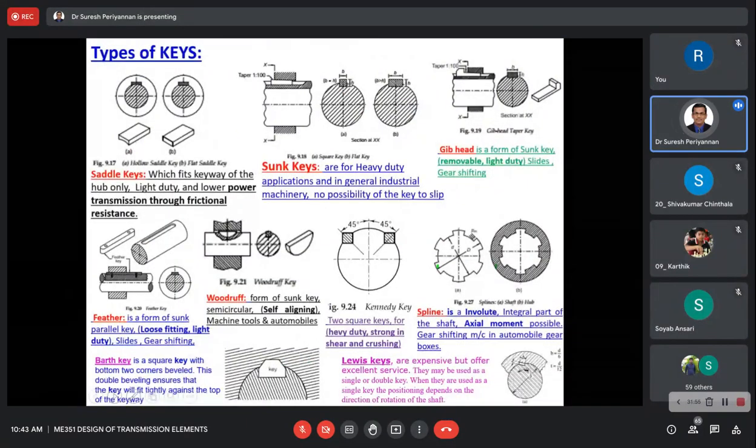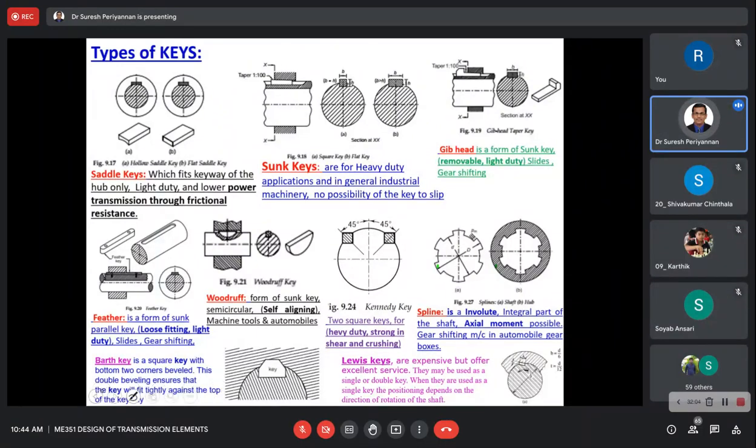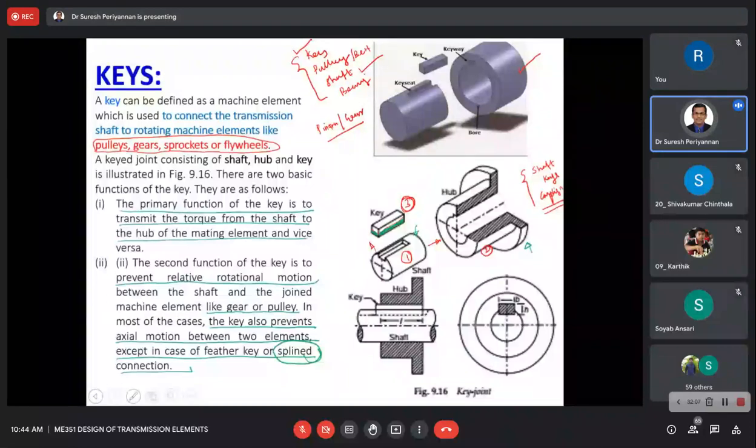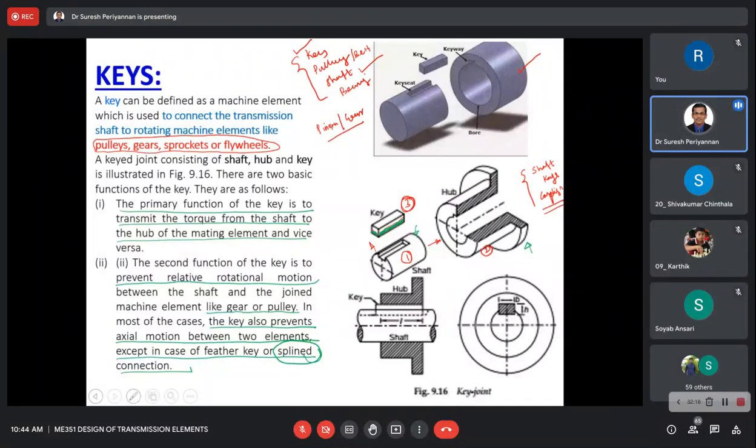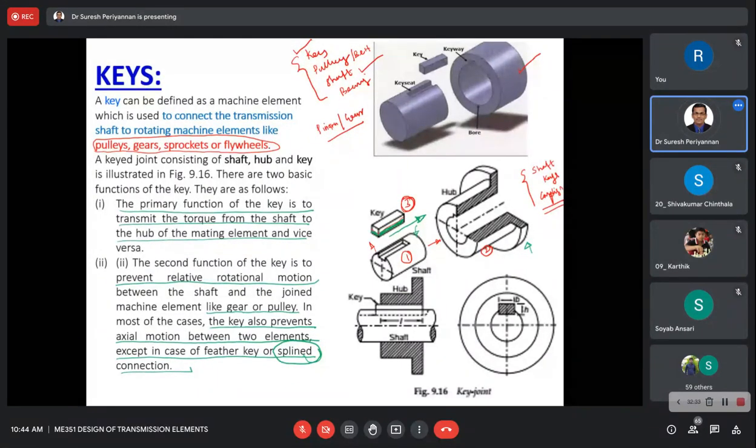Now few more points I would like to convey here. The key is inserted between the shaft and the hub, the hub of the pulley, in order to prevent the relative motion. The second point, the key is mostly inserted parallel to the axis of the shaft. This is considered a temporary fastening or temporary joining. Okay, this is not a permanent joining.